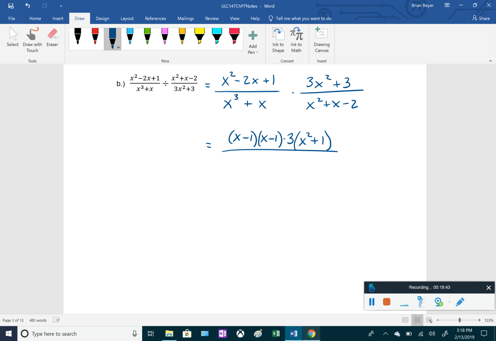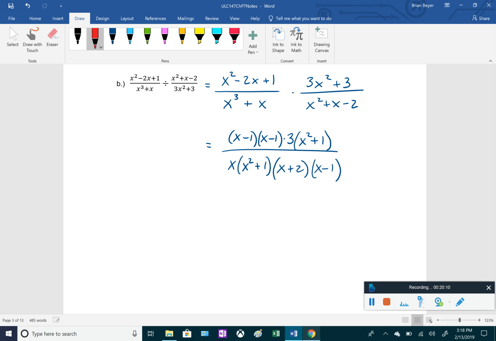Next, first denominator, x cubed plus x, we can factor out a common factor of x. We're left with x squared plus 1. Don't be tempted to say x squared plus 1 is difference of squares. It's not subtraction, so we can't do anything. Next one, x squared plus x minus 2. That's going to factor as x plus 2 times x minus 1.